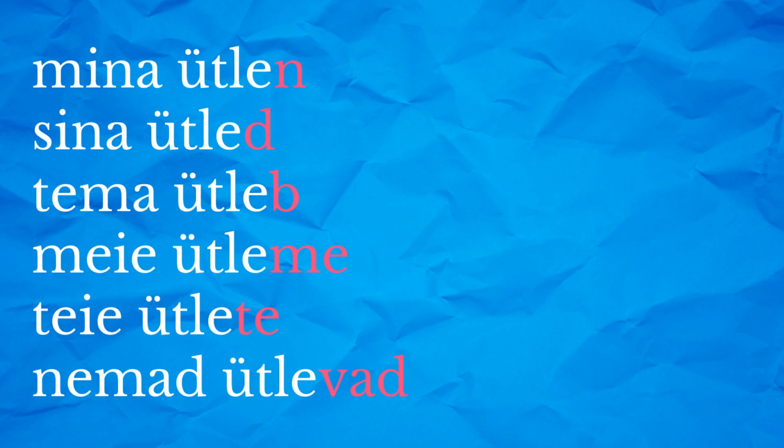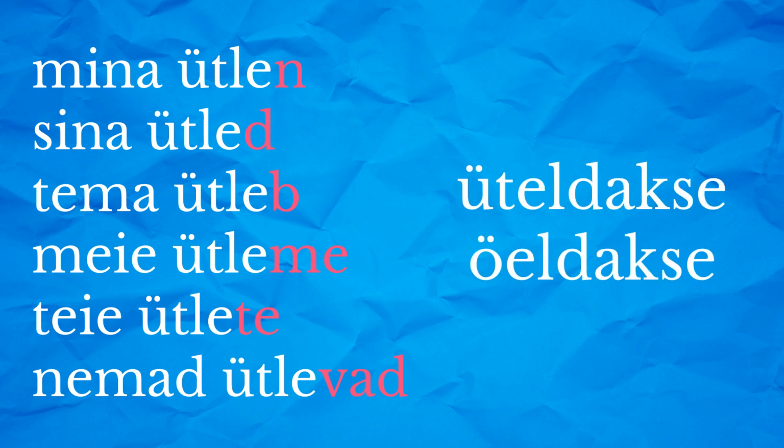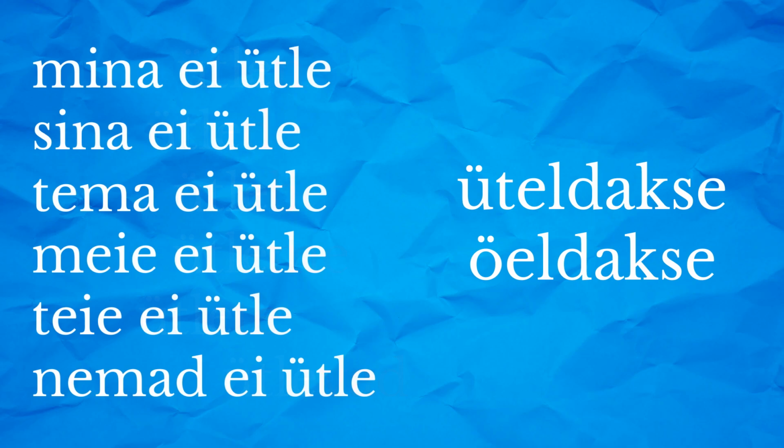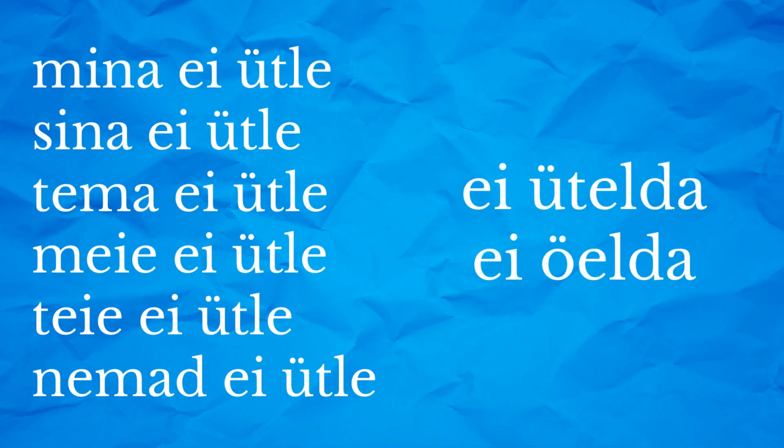Mina ütlen, sina ütled, tema ütleb, meie ütleme, teie ütlete, nemad ütlevad. And the umbisikuline is either üteldakse or öeldakse. If you want the negative form, then don't worry, it's ei ütle for all of them. Ei means no, by the way. And for the umbisikuline, it's ei ütelda or ei öelda.